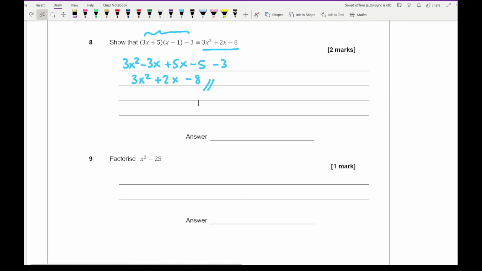And finally, with question 9, so again, we've got another show that question, difference of two squares. So if I set up my double brackets, what do you have to square to get x squared? Well, that's going to be x. And what do you have to square to get 25? That's going to be 5. And one's a plus, one's a minus in any order you wish. And there is our final answer.